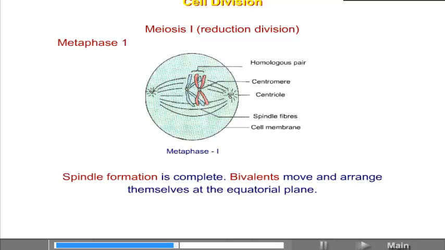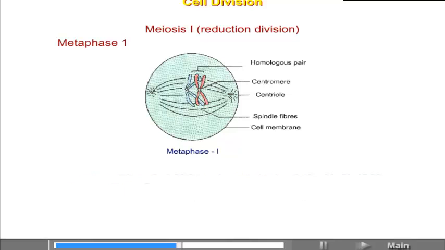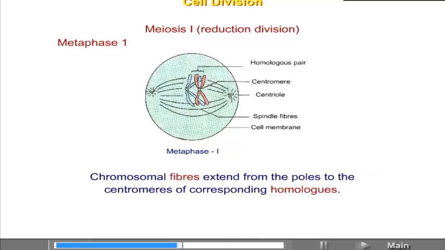Metaphase I. Spindle formation is complete. Bivalents move and arrange themselves at the equatorial plane. Chromosomal fibers extend from the poles to the centromeres of the corresponding homologs.